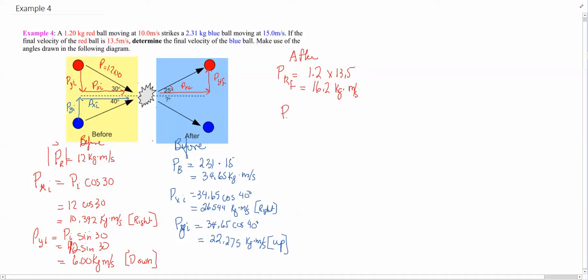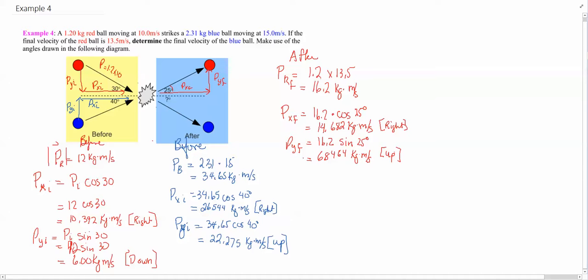So to find the final momentum for the red ball in the x direction, we take 16.2, the momentum, and multiply it by the cosine of 25 degrees. That gives us 14.682 kilograms times meters per second. And then we do the momentum in the y direction. We take and multiply 16.2 times the sine of 25 degrees, and that gives us 6.8464 kilograms times meters per second, and that is going up.